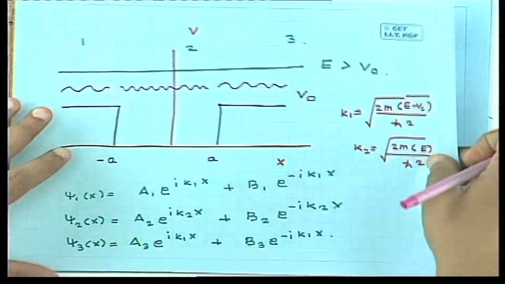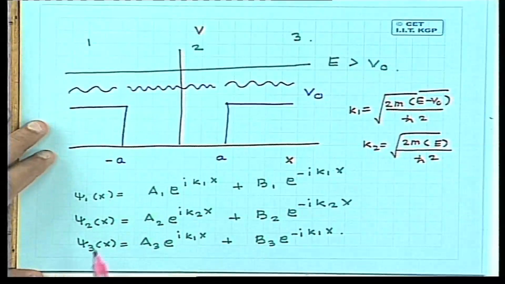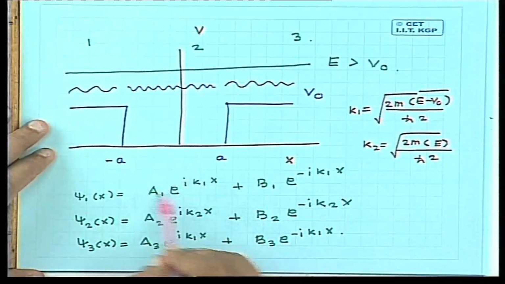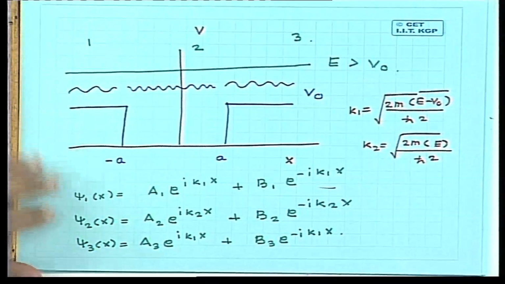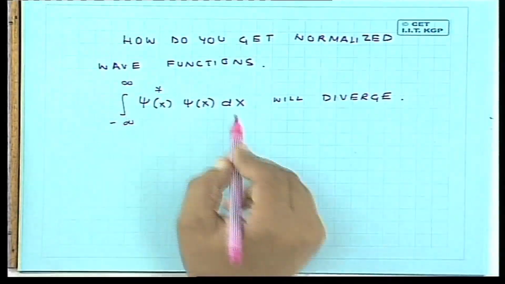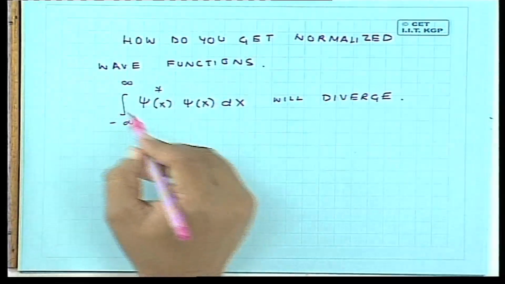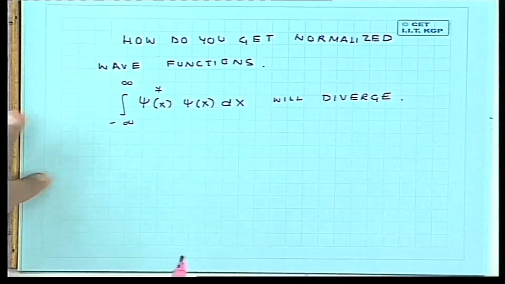Because if I multiply psi 1 with psi 1 star, I will get some constants and some cross terms. If I integrate those constants from minus infinity to infinity, the integral will diverge. The wave just keeps on oscillating even if I go to infinity. So the problem is, how do I get normalized wave functions?